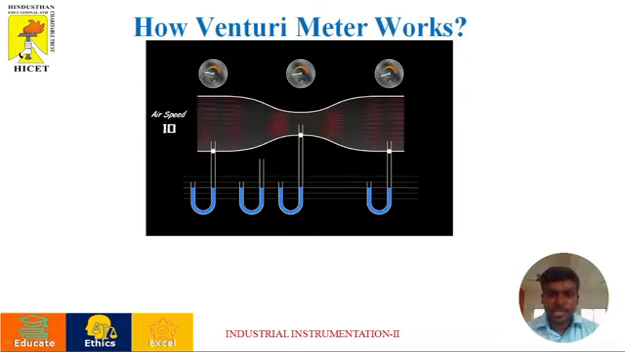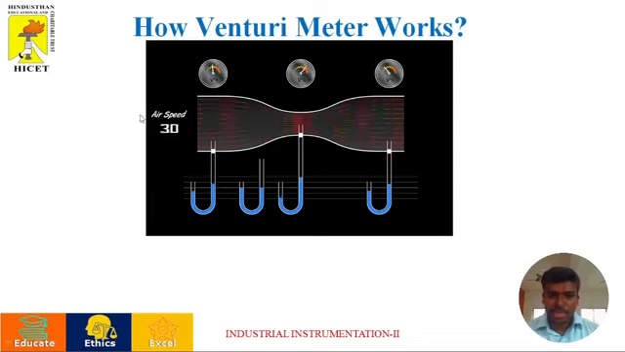Just visualize the speed. Now, when the speed is low, the pressure is high in the convergent section, and the pressure is low in the throat section. So this is the convergent section, this is the throat section, and this is the divergent section. And just see the column of liquid. All are somewhat equal in the height of the column because the fluid speed is low.